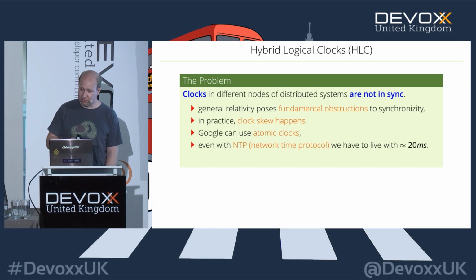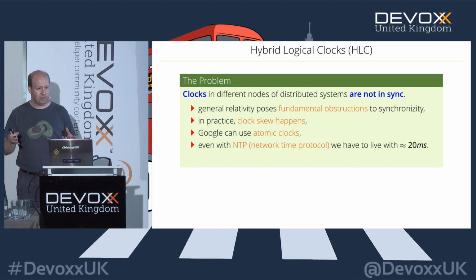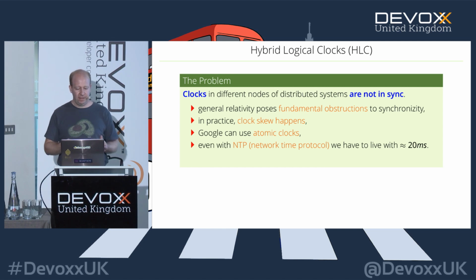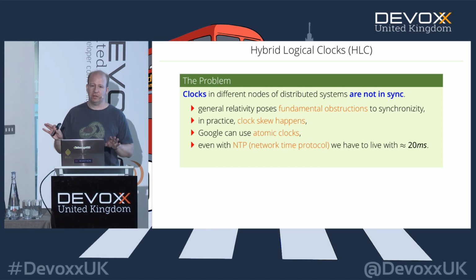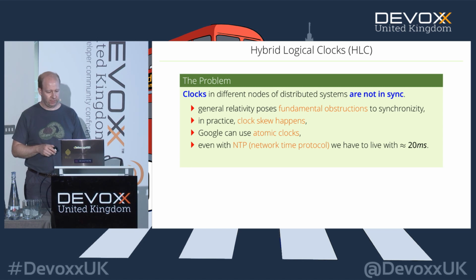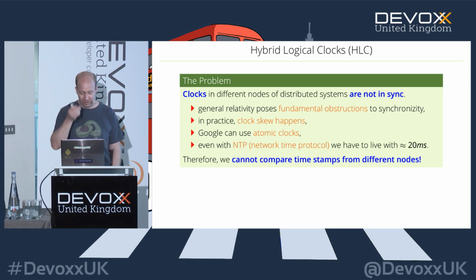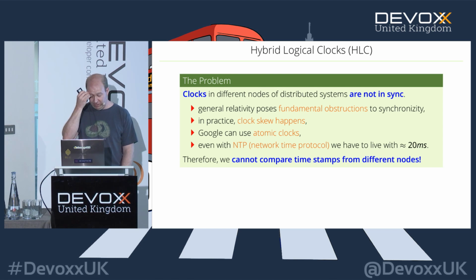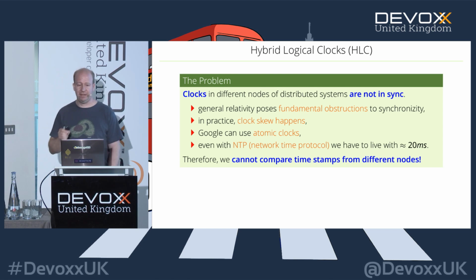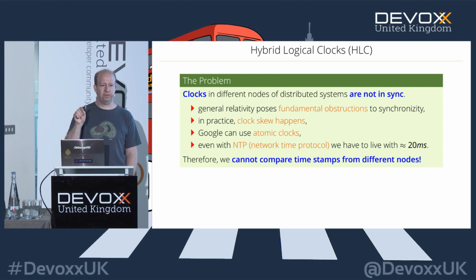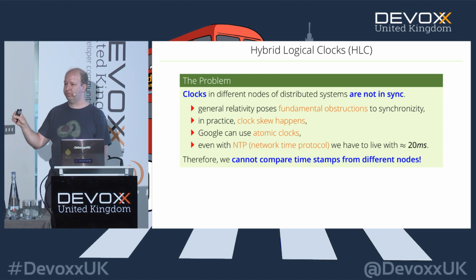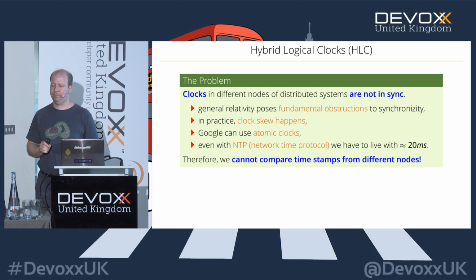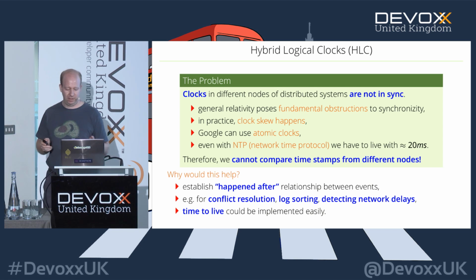Well, it's general relativity, which gives you fundamental limits to synchronicity. But in practice, we are not talking about general relativity. But even in one data center, you have clock skew between machines. Now, you would say, so what? Doesn't matter if the clock isn't completely correct. The problem here is the moment you take timestamps on different nodes and you want to compare them later. So why would you want to do that?